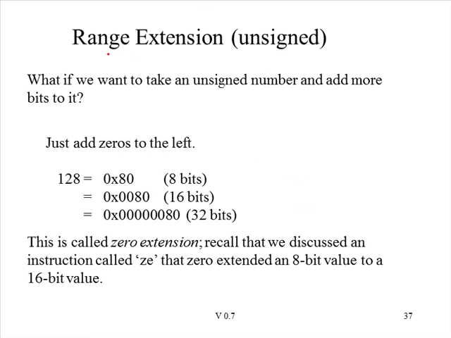Let's review the rules for extending the range of an unsigned number. If we want to add more bits to an unsigned number, all we do is simply add zeros to the left. For example, a decimal 128 as an unsigned number in 8 bits is 80. To extend that to 16 bits, we simply add more zeros to the left. To extend that to 32 bits, we simply add even more zeros. Recall that this is called zero extension. We discussed an instruction called ZE that zero extended an 8-bit value to a 16-bit value.